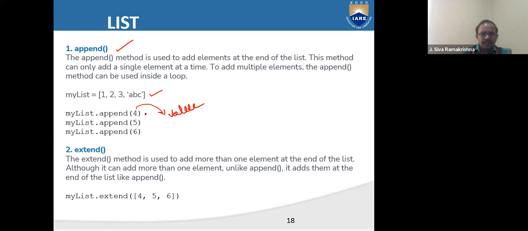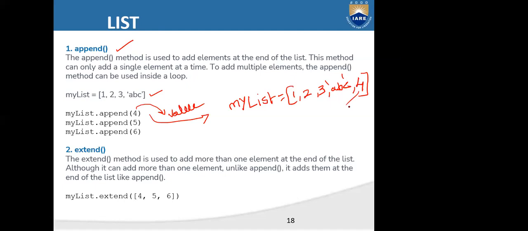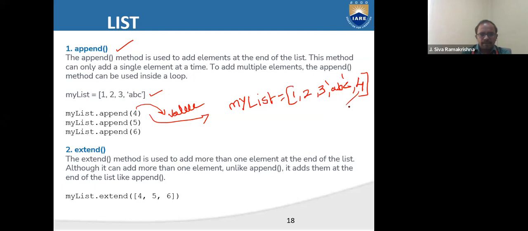So now, what is the result? Your existing list, that is my list, will become like this: 1, 2, 3, ABC, and at the end we can see the new element 4. Right? This is one practice.